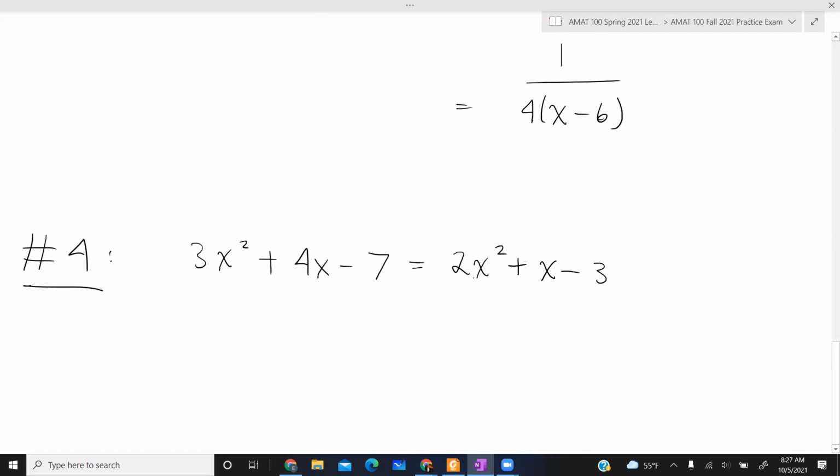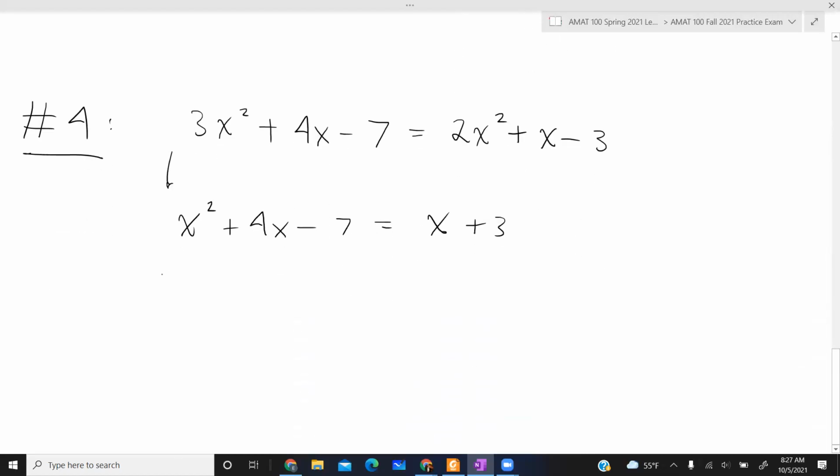But before we can solve by factoring, we have to simplify this as much as we can. So what we're going to do is subtract 2x from both sides. So that will give us this. And then I can subtract an x from both sides, and that will give me this. And then finally, I can subtract 3 from both sides. This doesn't look right though, actually. Did I screw something up? No, I did not. If I subtract 3 from both sides, I get a negative 10 over here.